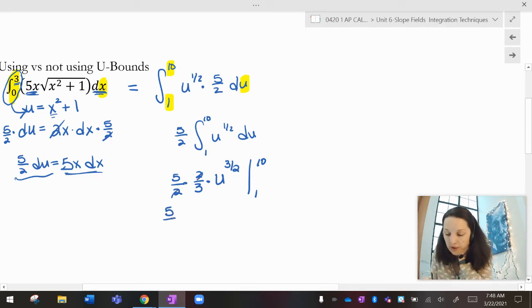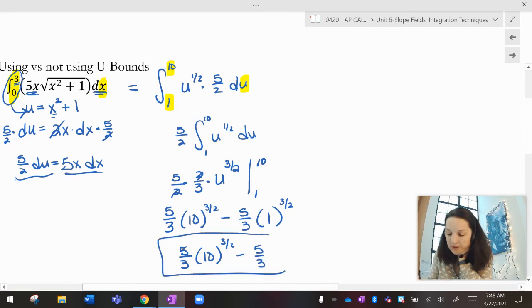So this is going to be 5/3 times 10^(3/2), minus 5/3 times 1^(3/2). So this is just going to be really 5/3 times 10^(3/2), which is an ugly number, so I'm just going to leave it like that, minus 5/3. And that's my answer.